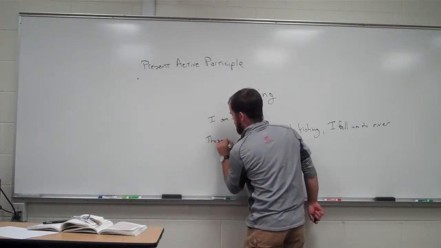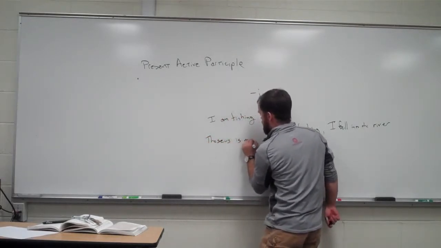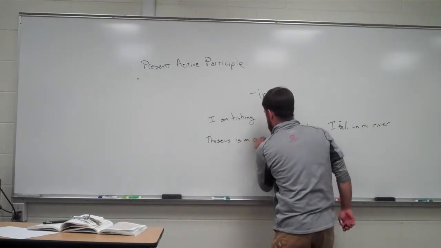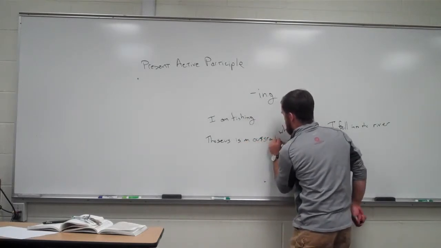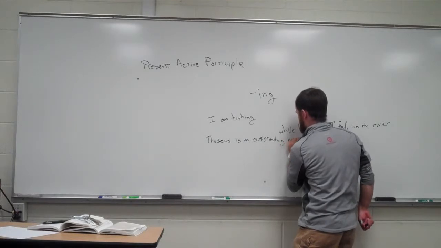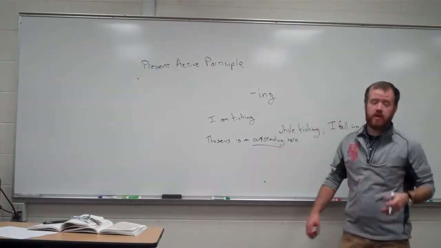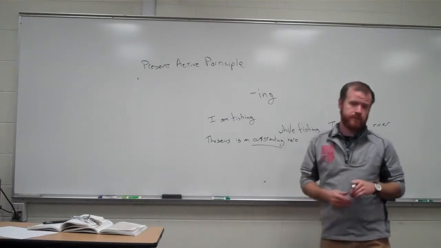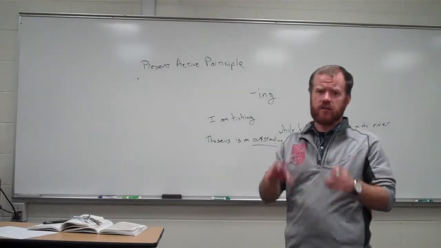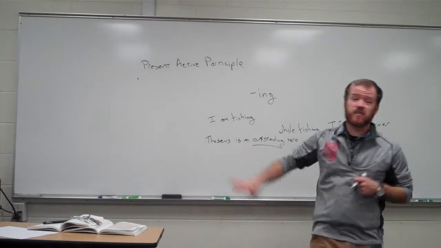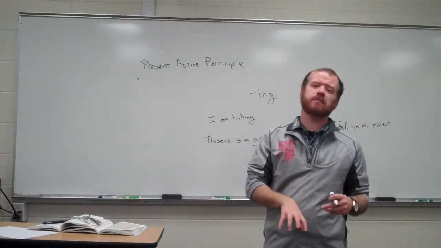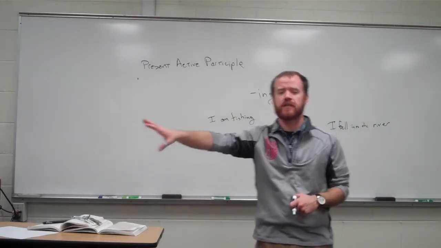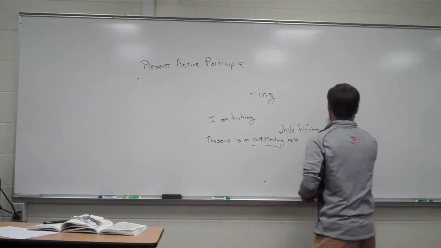Or we could see this type of participle. "Theseus is an outstanding hero." Here we have a participle, a present participle, modifying the noun hero. He is outstanding. All right? So you've got to be careful with English. Now, luckily for us, Latin is pretty simple. The present active participle forms look very different from the verb forms.